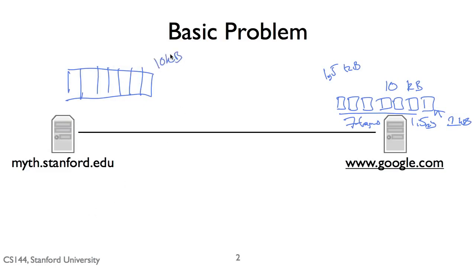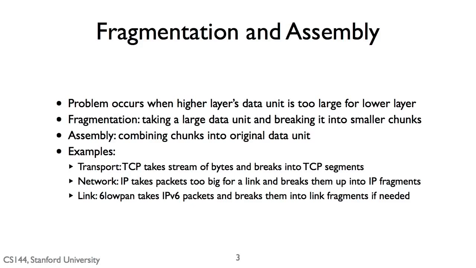of data. And so generally speaking, fragmentation and assembly occur when a higher layer's data unit is larger than what a lower layer can support. Fragmentation is the process of taking a large chunk of data and breaking it into smaller pieces that the lower layer can support. And assembly is the process of taking these fragments and reassembling them into the original data. This occurs in many different places in networks at different layers.